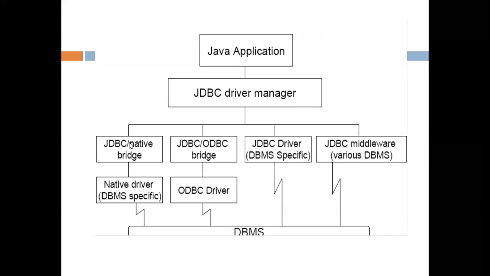So if you observe here in the first type, it is JDBC, but the connection is to the native driver, that is DBMS specific. Then this DBMS specific driver will connect to the DBMS. Then in the bridge, we will connect to the ODBC and ODBC will connect to the DBMS. Whereas in case of the fourth one, that is type 4, it's a direct connection. But here there will be a middleware server.